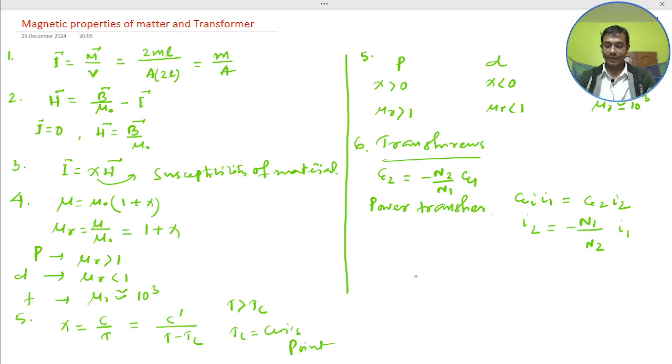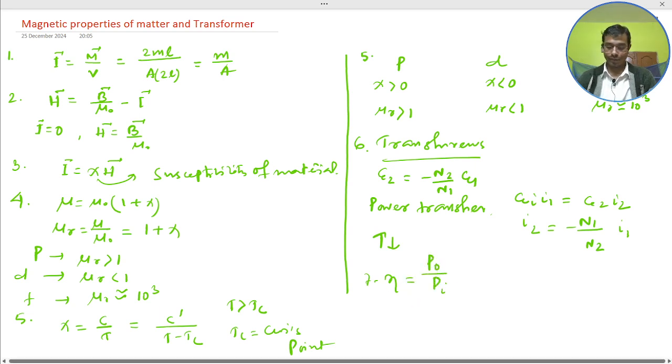One thing is that a transformer has two cases, step up and step down, and the efficiency of the transformer is output power P output by P input.